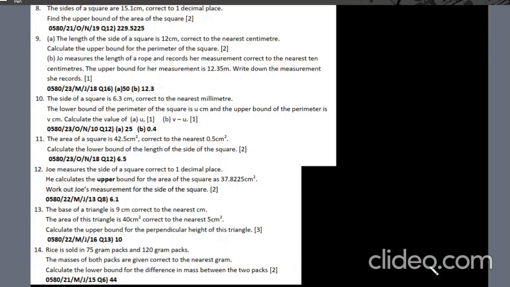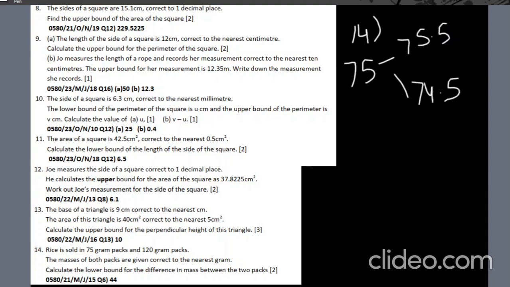Okay, question 14. The rice is sold in 75 grams and 120 grams packs. The mass of both packs are given correct to the nearest gram. So 75 has upper bound 75.5 and lower bound 74.5, and 120 grams has upper bound 120.5 and lower bound 119.5. Calculate the lower bound for the difference in mass between the two packs.